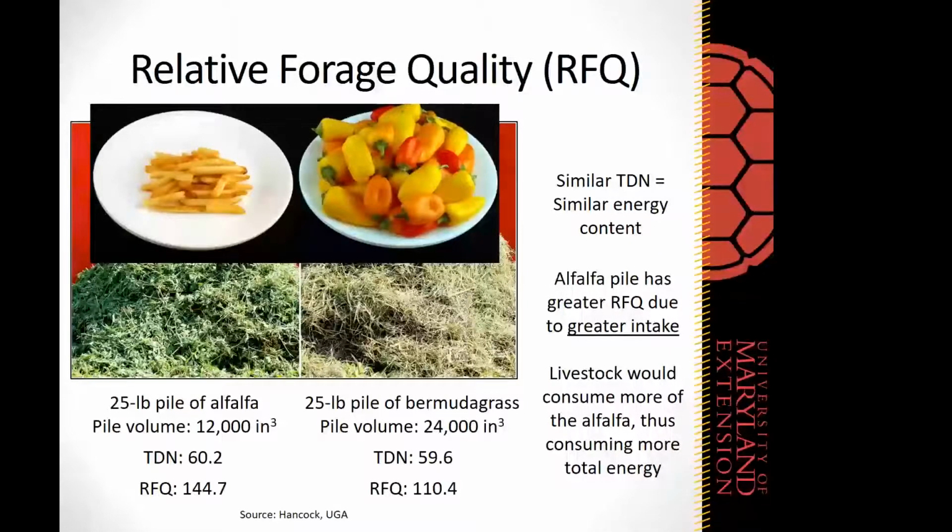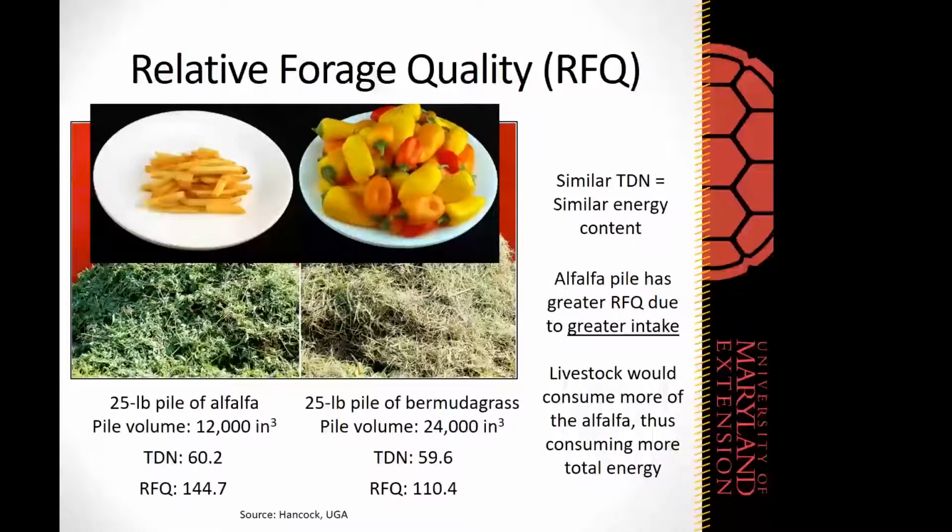So those two plates are equal in terms of calories, which is again our energy measure, similar to TDN. So we have the same amount of calories, same amount of energy, but the plate of French fries is a lot smaller than the plate of peppers because we have that energy in a more dense form, right? I don't know about you all, but I would much more easily be able to eat that small plate of French fries than that massive plate of bell peppers. I don't think I'd be able to finish all of that. So we can think of it in the same way. We have the same amount of energy in each, but the quality of the French fry plate is higher because it's factoring in that intake as well.